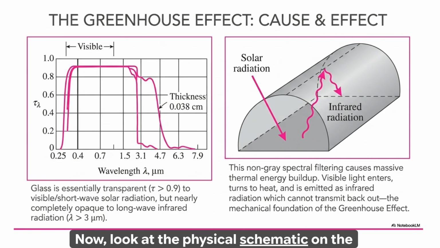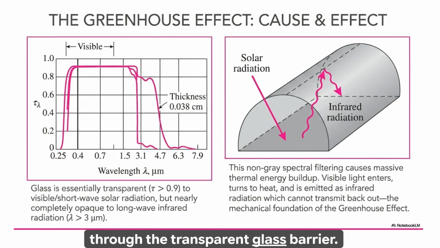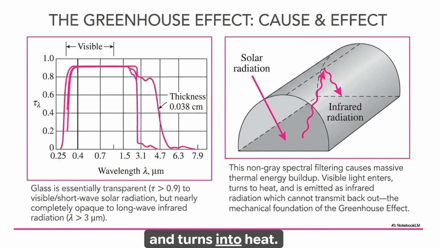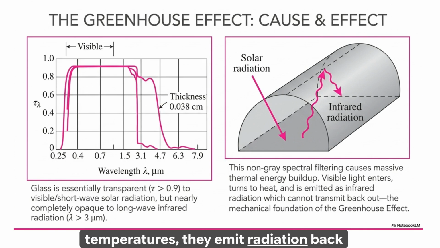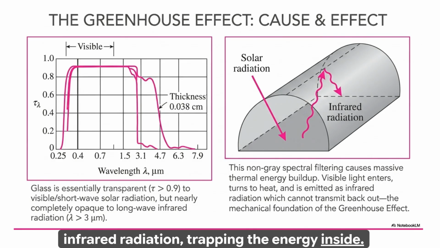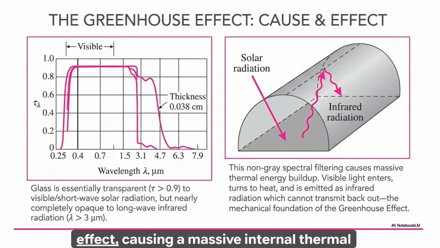Now look at the physical schematic on the right. High-temperature solar radiation, which consists of short wavelengths, passes right through the transparent glass barrier. Once inside, it strikes the interior surfaces and turns into heat. Because these internal surfaces are at lower temperatures, they emit radiation back outward at much longer wavelengths. But remember our glass curve. The glass is completely opaque to long-wave infrared radiation, trapping the energy inside. The text callout defines this as the mechanical foundation of the greenhouse effect, causing a massive internal thermal energy buildup.